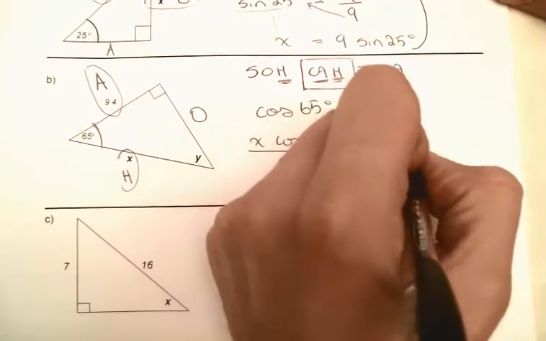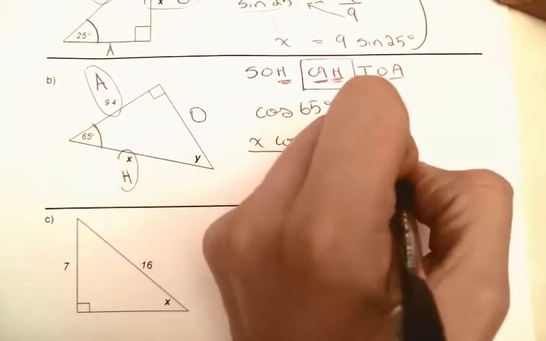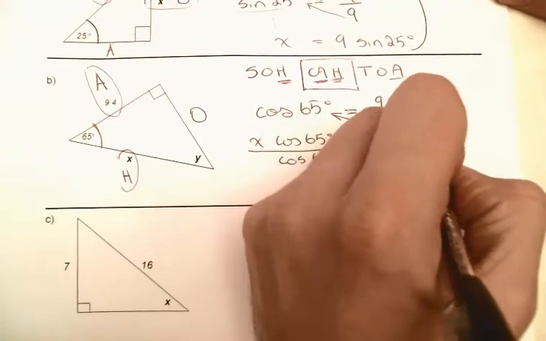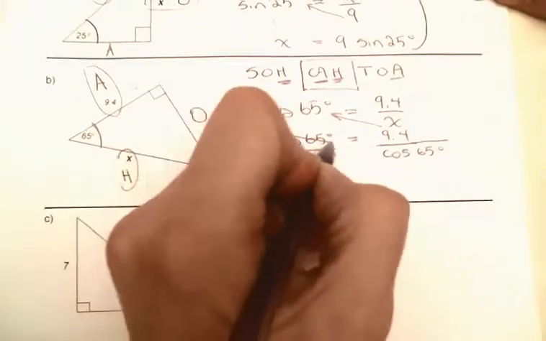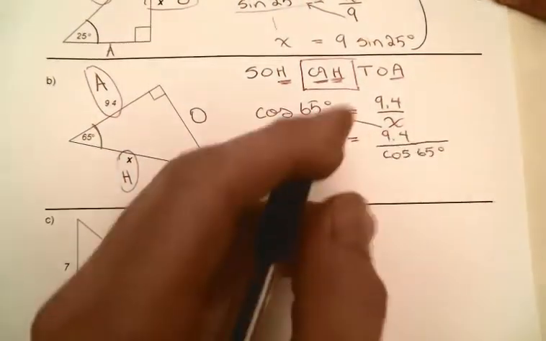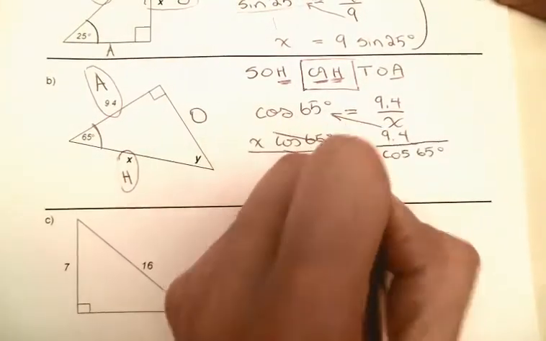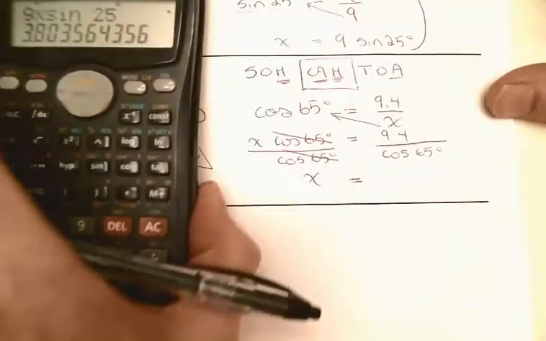And you have to be fair to the equation. You got to do it on this side too. Okay, and you end up canceling these two cos 65s. X remains isolated. You can do this in one shot with your calculator.